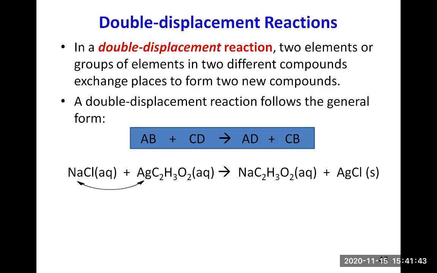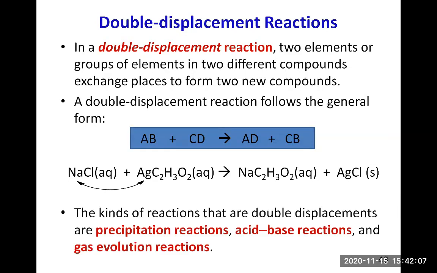And so the sodium will take the place of the silver in the acetate compound. So now you see that it's sodium acetate, and then the silver will combine with the chloride, and it's AgCl. And it happens that AgCl is insoluble, so that's a solid. And so that's a precipitation reaction right there, because you have formation of a solid.